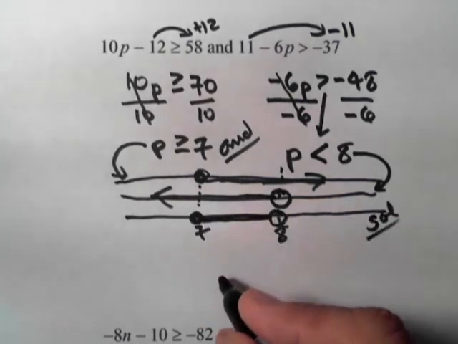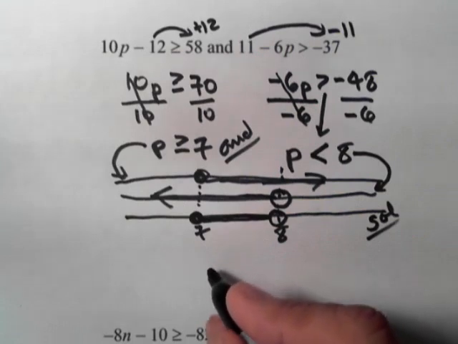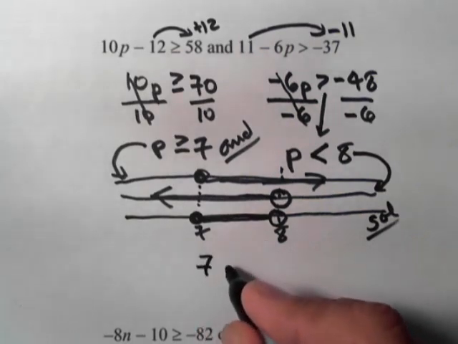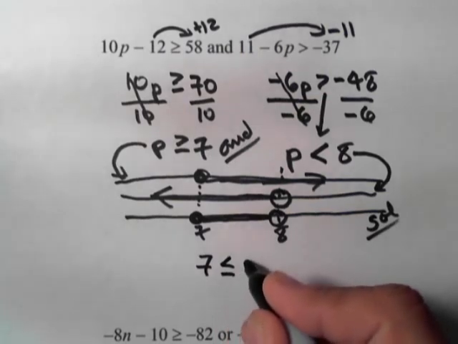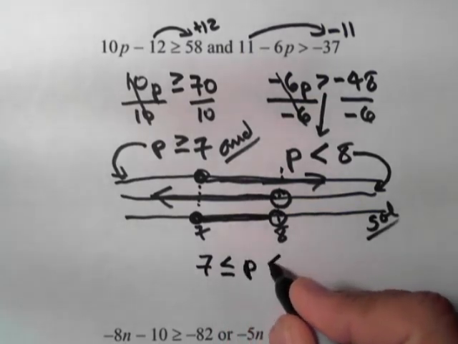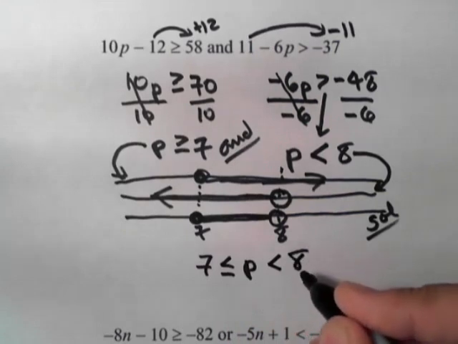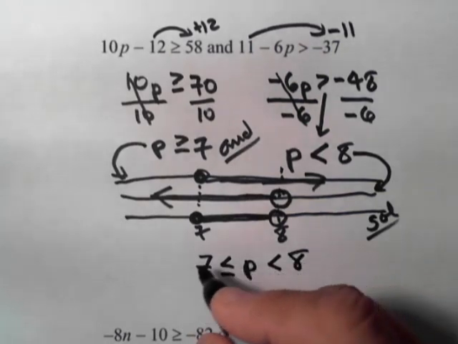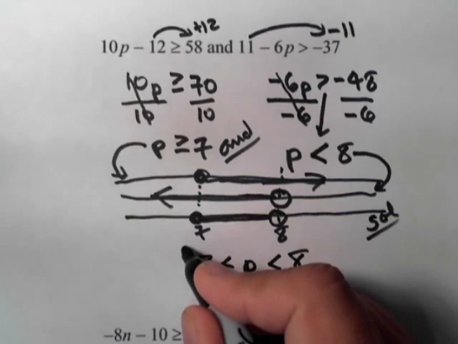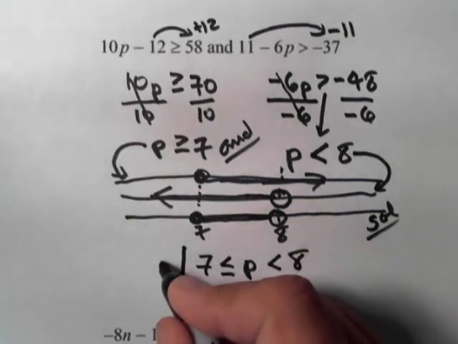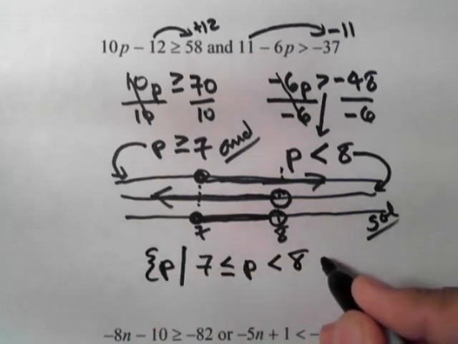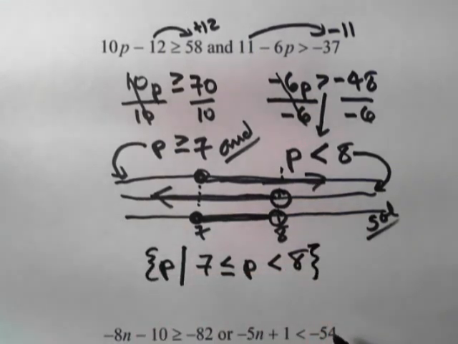So, as an inequality, I could write this as 7 less than or equal to, what letter are we using? P, less than 8. Write it as one of these three-sided guys, and put the set line, and the variable p, and the curly brackets, and there it goes as set builder notation.